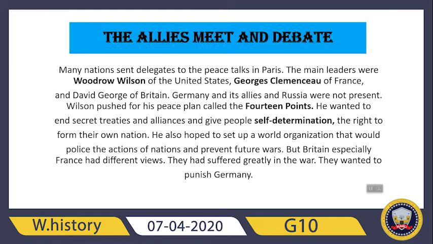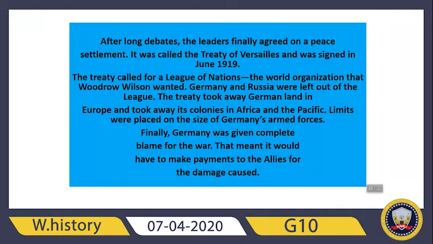But Britain, and especially France, had different views. They had suffered greatly in the war, and so they wanted to punish Germany. After long debates in this peace conference, the leaders finally agreed on a peace settlement. That settlement was called the Treaty of Versailles, and it was signed in June 1919.